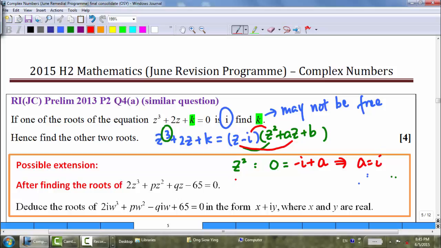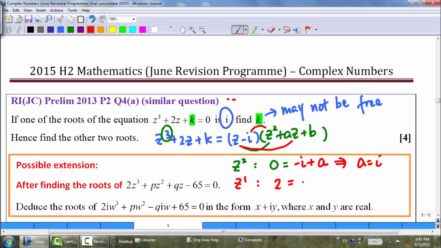Then you compare the coefficient of z. You cannot compare the constant term, because the constant is k, which is not known. That's why you compare the coefficient of z instead. What would you get this time round? The right hand side coefficient of z is 2.